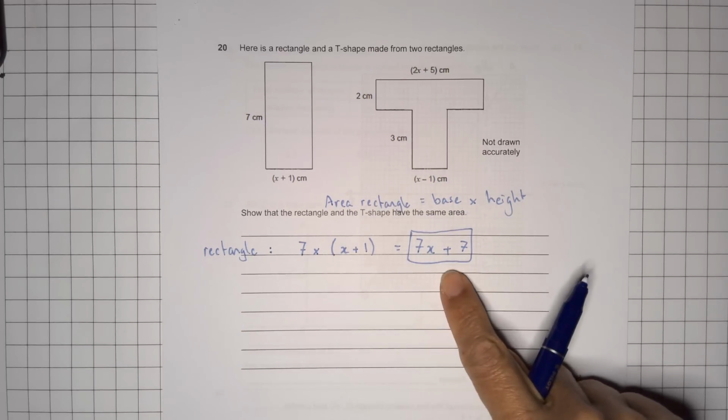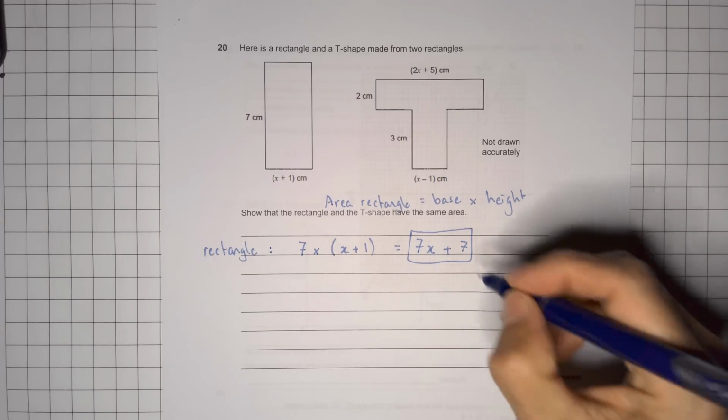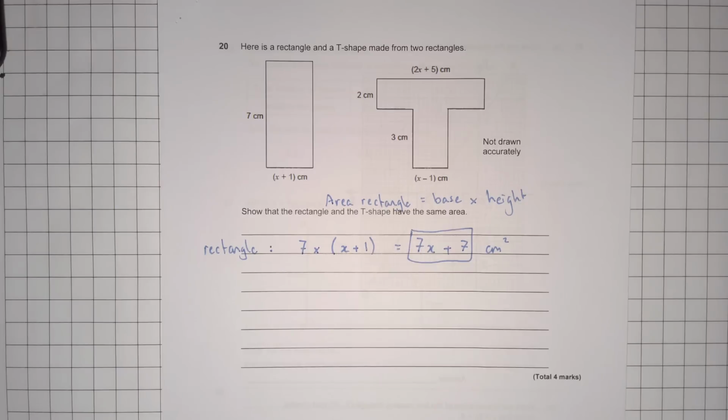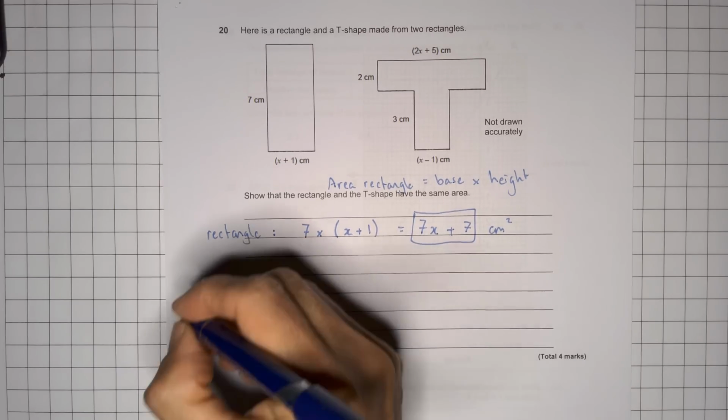We can't do anything else with that. That's what it is. And if you wanted to, you could write centimeters squared in there because that is in centimeters and that is in centimeters. Okay. So now we're going to look at the T shape.